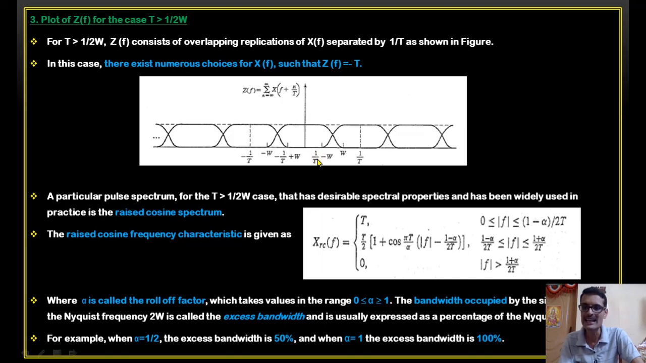t is more than 1 by 2w. Okay, that is, 1 by t is less than w. 1 by t is less than w. So that means, or 2w, we can say, less than 2w. If it is w, w and w cancel and we get an overlapping starting from somewhere here, right? Isn't it? Depends on the frequency we choose.